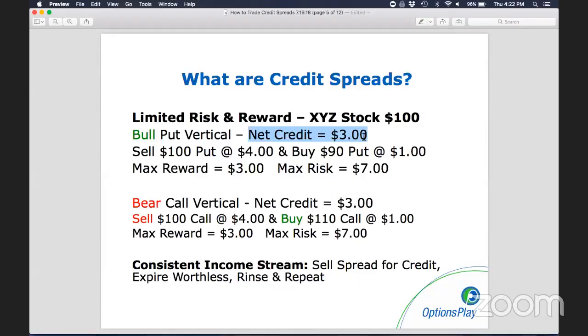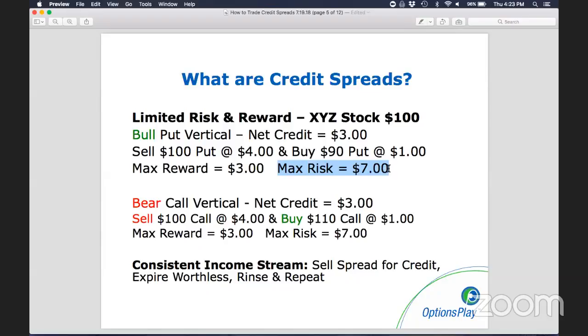And that is your max reward. Your max reward is the credit that you receive on that specific spread. Your max risk is simply the distance between the two strikes. So we're selling the $100 put and we're buying the $90 put. So the distance between those two strikes is $10. So your max risk is simply the distance between those two strikes minus the max reward, or minus the credit that you're receiving. So your max risk would be the $7, the difference between the $10 width versus the $3 credit that you're receiving.